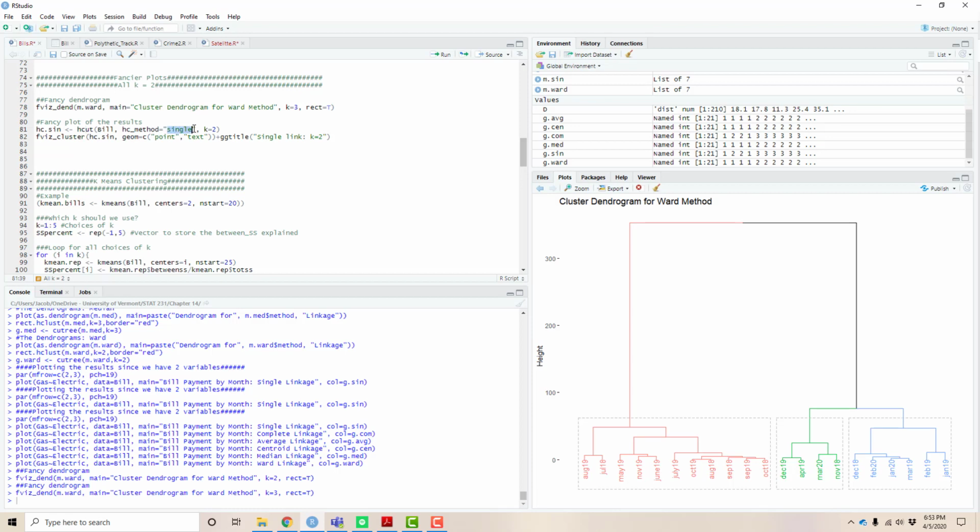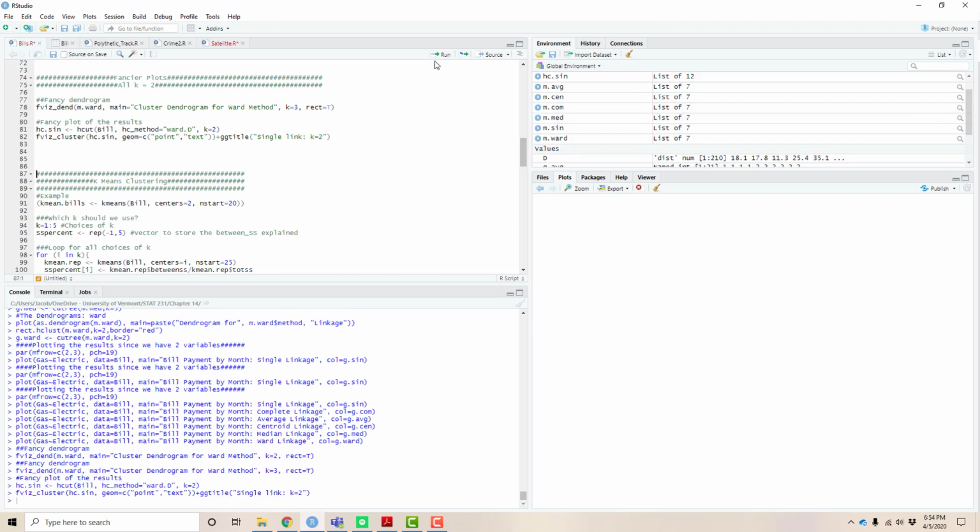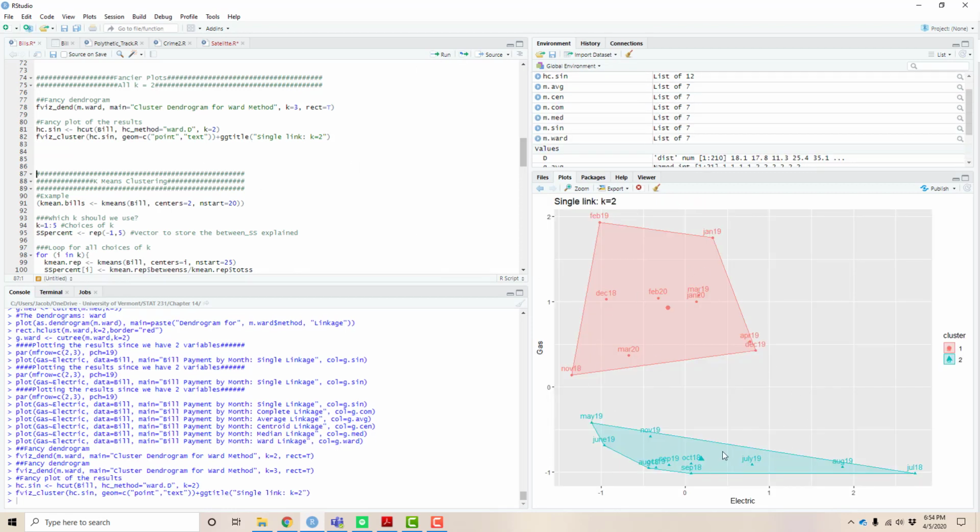Well, let's change this from single to ward.D. And then if we run it, kind of ignore the names up here. These are the 2 clusters that it formed. And these large shapes down here are the means of the clusters. Those are the actual centroids.